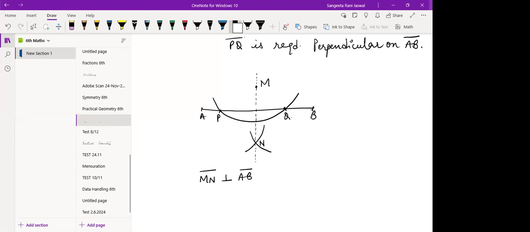Please write the steps. Will you be able to write now? Yes, ma'am. Brilliant. This was not a question from the exercise. I have just shown you when you have a point outside the line. So you can just mark it as a star because you don't give it any number.